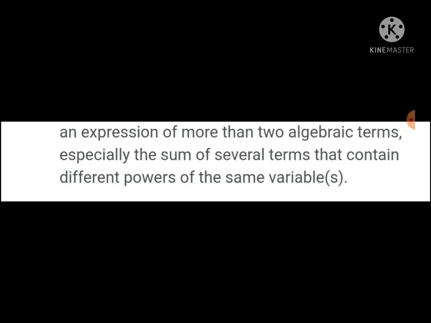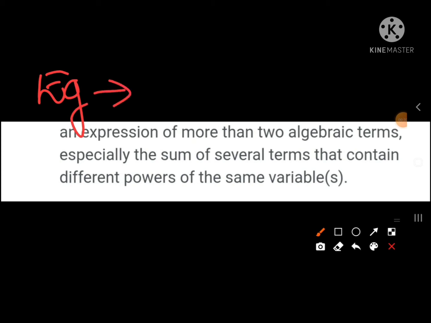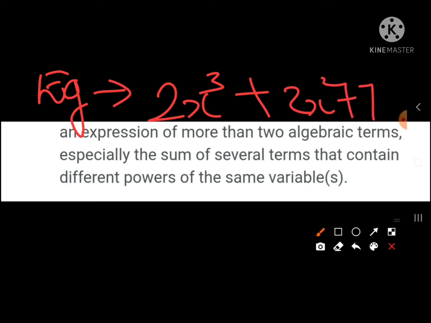What is a polynomial? A polynomial is an expression of more than two algebraic terms, especially the sum of several terms that contain different powers of the same variables. Let me explain with an example: 2x cube plus 2x square plus 7 plus 7x cube plus 8x. This is what a polynomial is.